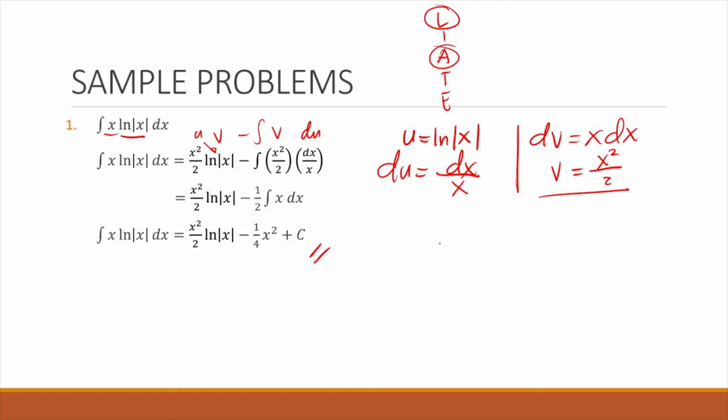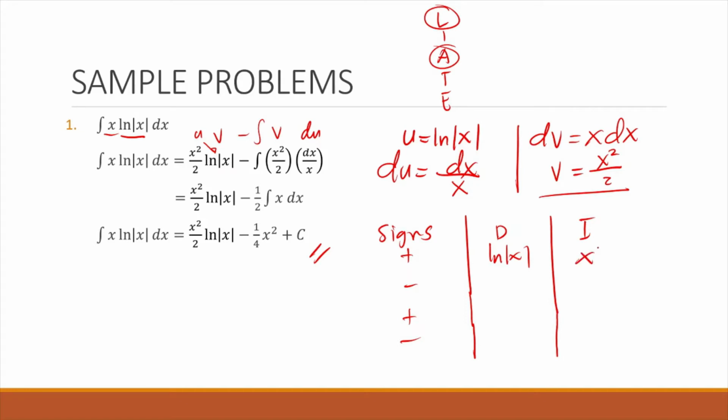Okay, so signs, derivative term or the differential term and then integral term. Okay, so signs again plus minus. Okay, and then here we base the expression for the D column on the U portion. Okay, so that would be what? ln x. Then the integral column starts with x.